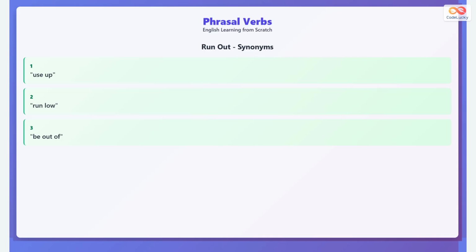Run out has several synonyms or similar expressions. Use up means to completely finish something. Run low means almost no more is left. Be out of means none remains available. These all express the same basic idea of something being finished.